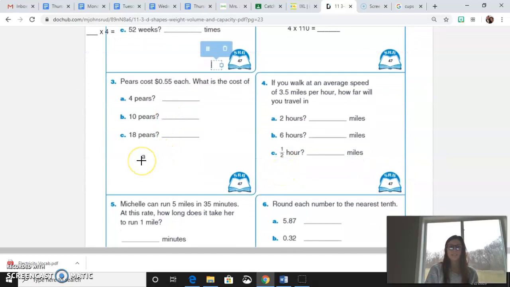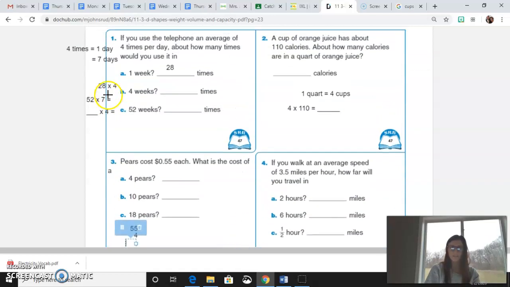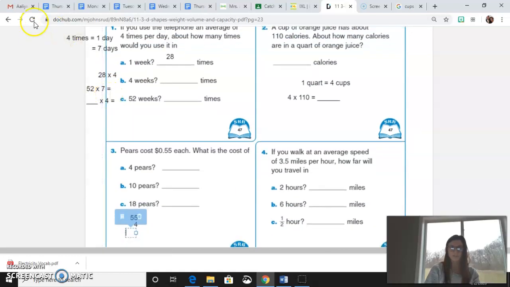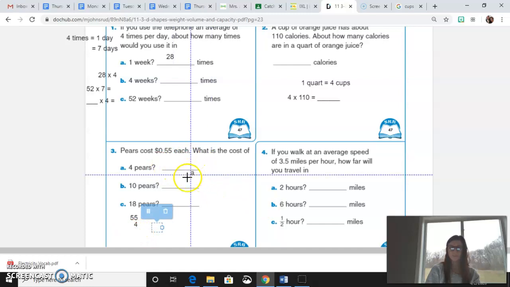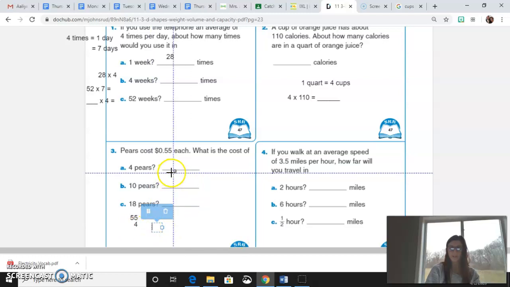For this next one, pears cost 55 cents each. What's the cost of 4 pears? For this one, I want you to forget about your decimals for a little bit until you're done with your problem. So for 4 pears, what I'm going to do is I'm going to take 55 and I'm going to times it by 4. Whatever I get for 55 times 4, let's see here. You're going to take that, and then whatever your answer is, you have to move your decimal 2 places over, okay? So 55 times 4, put your answer there, then insert your decimal 2 spots to the left.